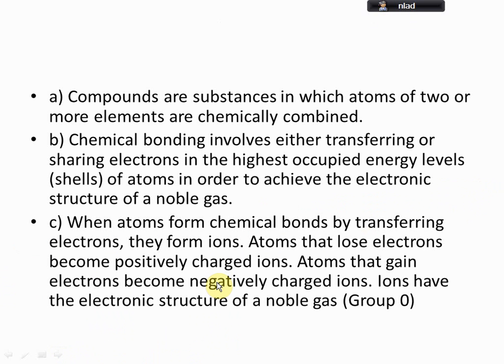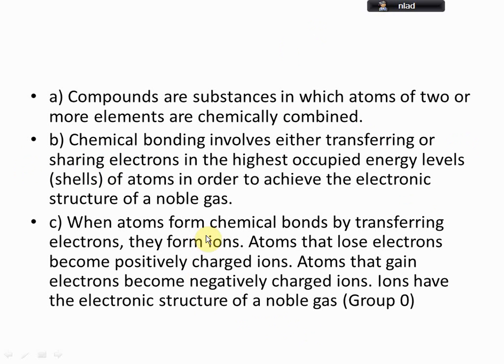Right, so a couple of key points now about some of these compounds. Remember, compounds are substances in which atoms of two or more elements are chemically combined. Chemical bonding involves either transferring of electrons in the highest energy levels, that's the shells on the outside, in order to achieve the electronic structure of a noble gas. Okay, so either transferring or sharing of electrons. Remember, transferring electrons is ionic bonding, and sharing of electrons is covalent bonding. So they're the two types of bonding that they've stated within there.